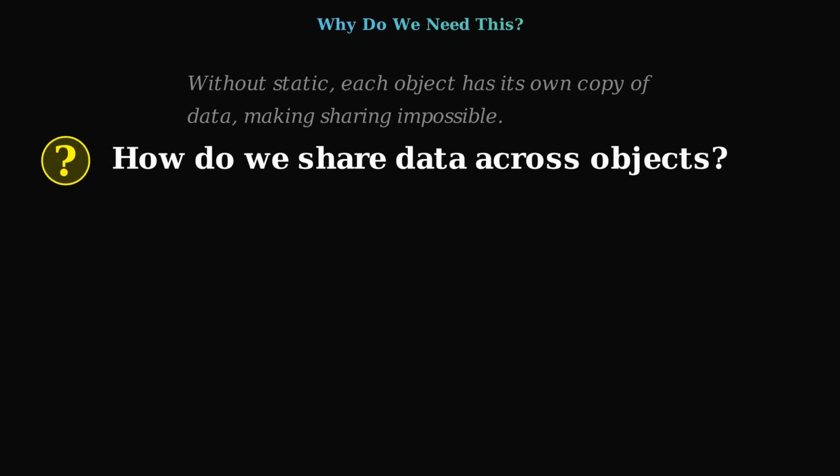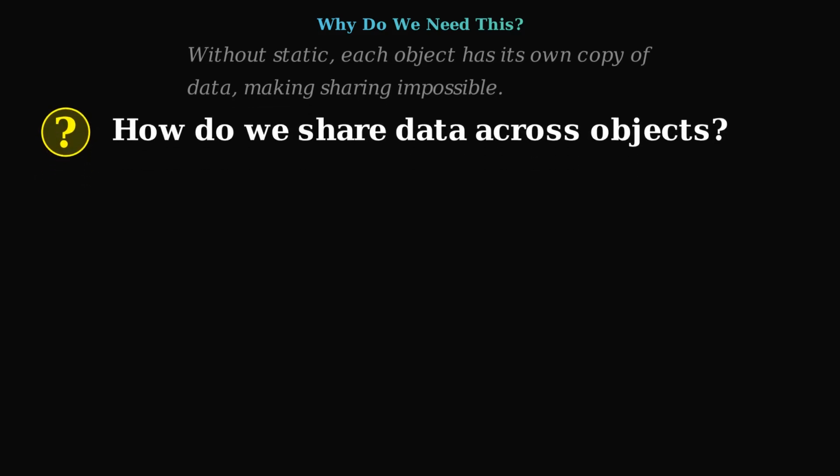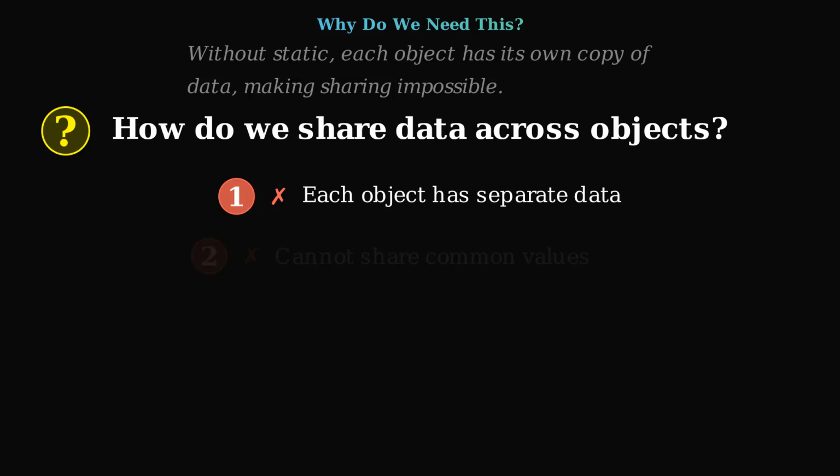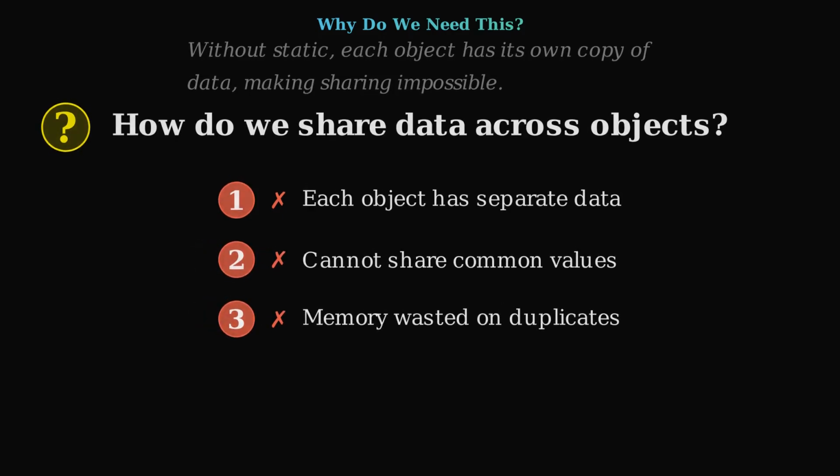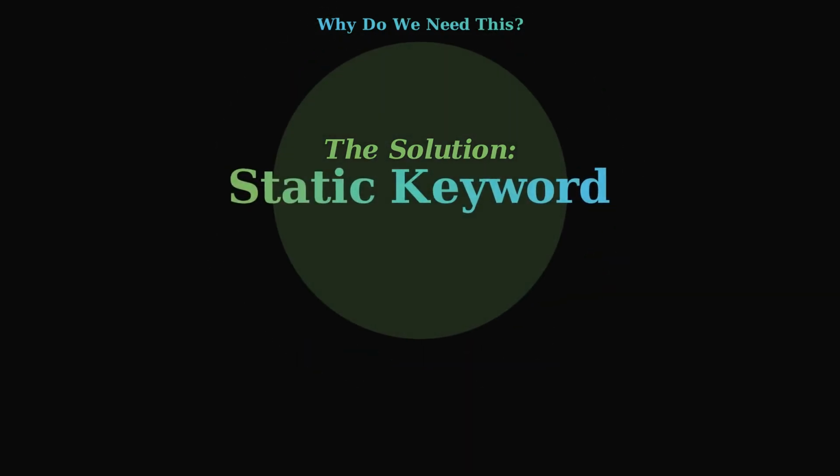How do we share data across objects? Each object has separate data, cannot share common values. Memory wasted on duplicates. Static creates class-level members, shared by all instances.